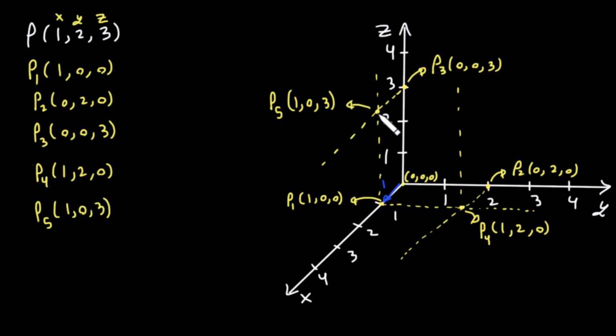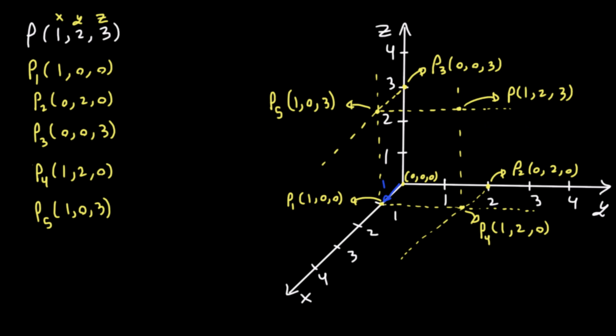From this point, we have to draw a dashed line parallel to y-axis to change this 0 to 2 by intersecting it with this dashed line. So if we draw a dashed line parallel to y-axis like this, the point here is P1, 2, 3. That's it. So we have drawn the point 1, 2, 3.